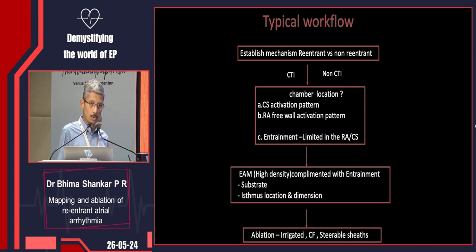your multipolar catheters like the duodeca, deca, or the halo catheter, and you try and look at the activation pattern. The activation pattern in the duodeca and the CS catheters will give you a lead in which chamber your arrhythmia is located. And it should always be combined with entrainment and limited entrainment.